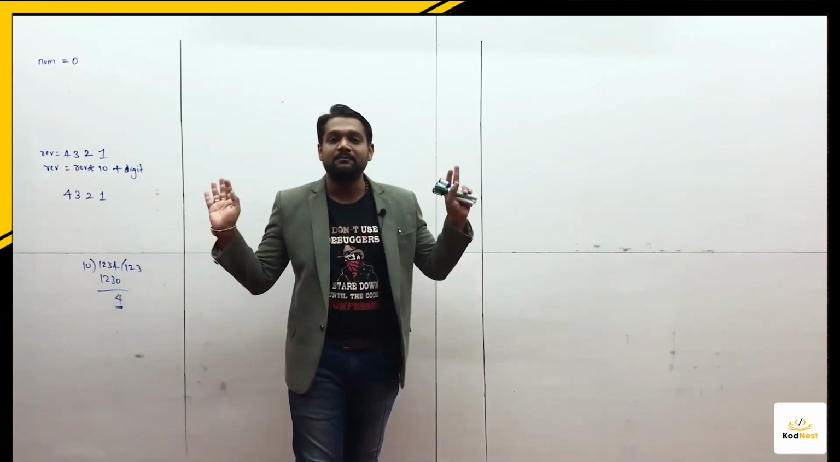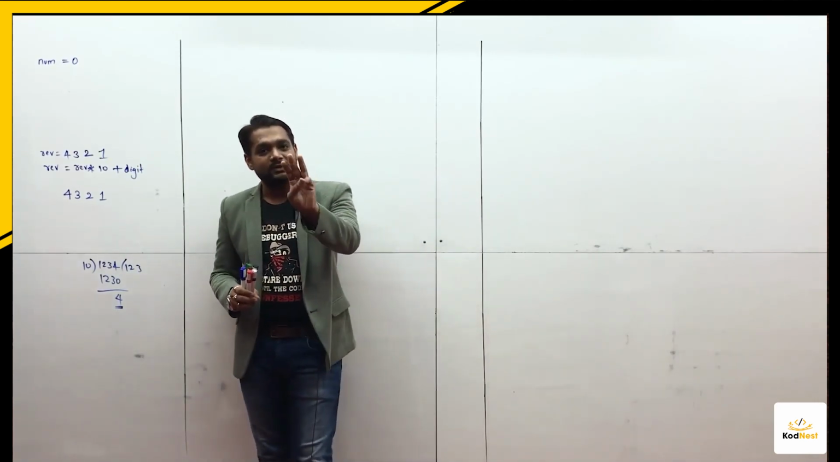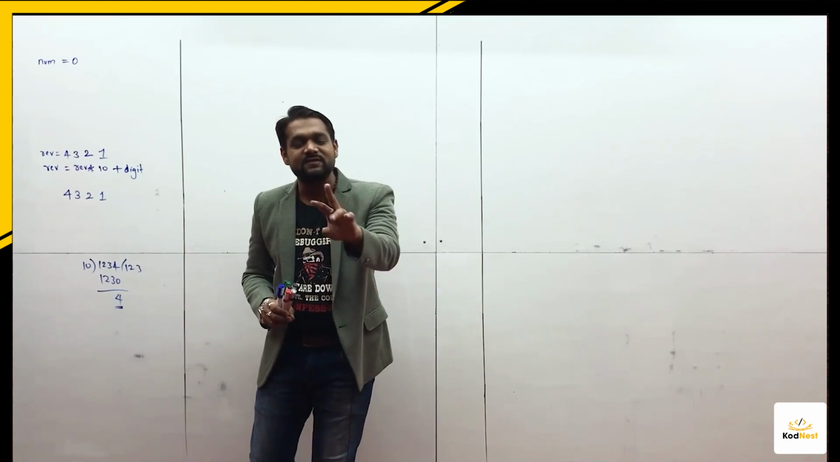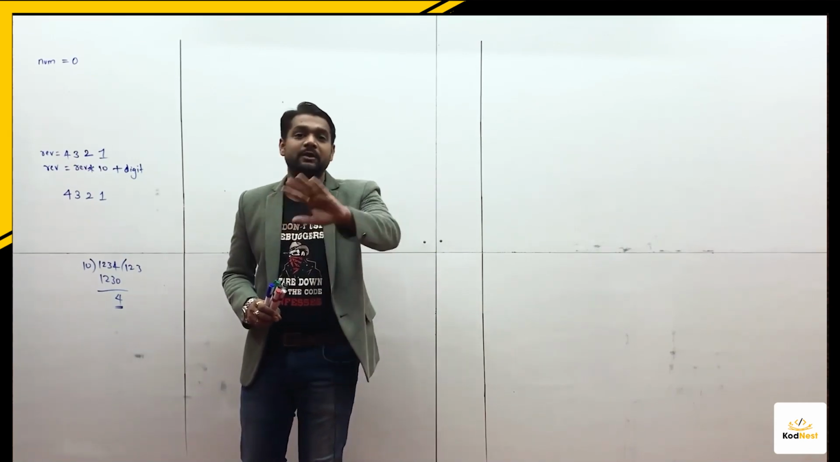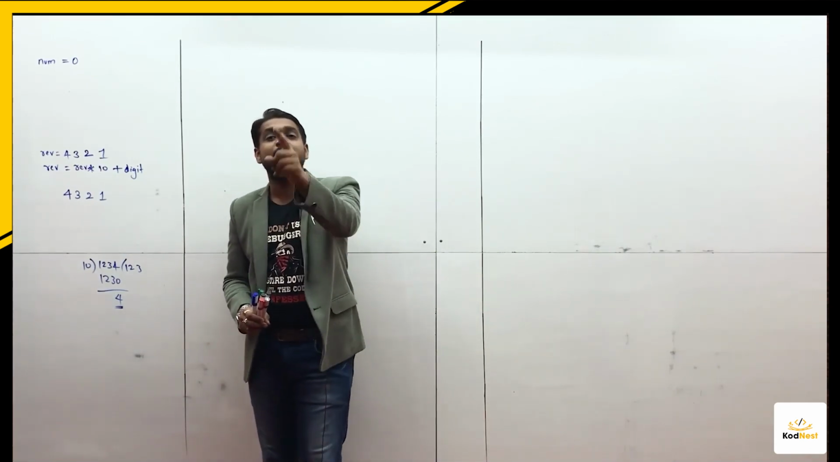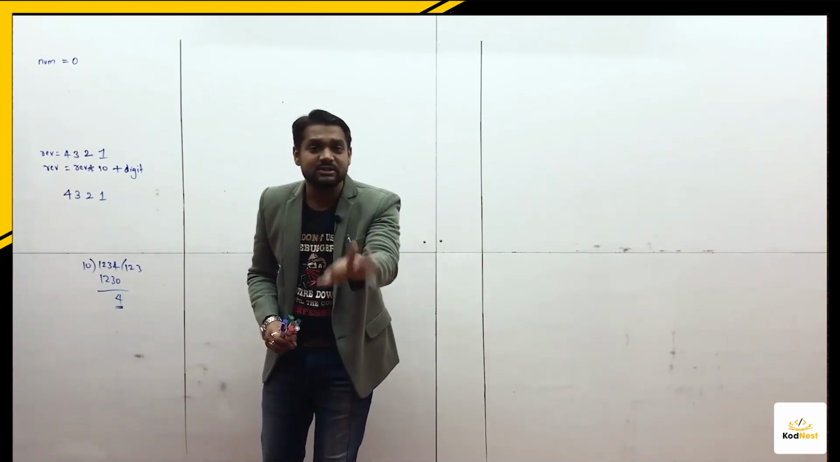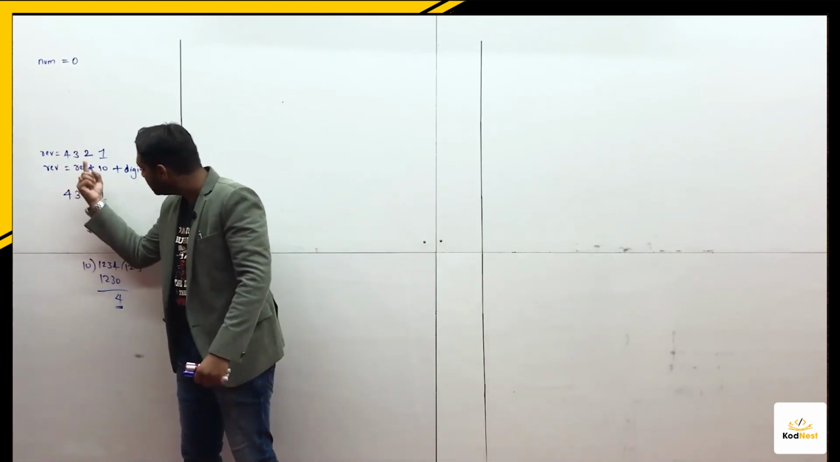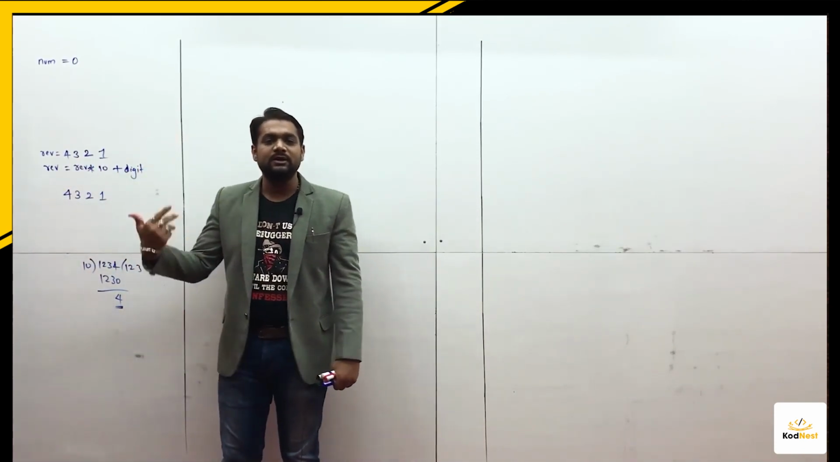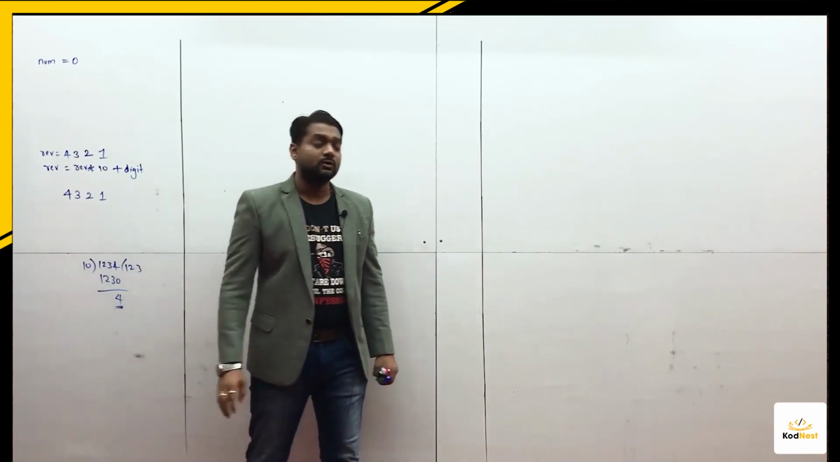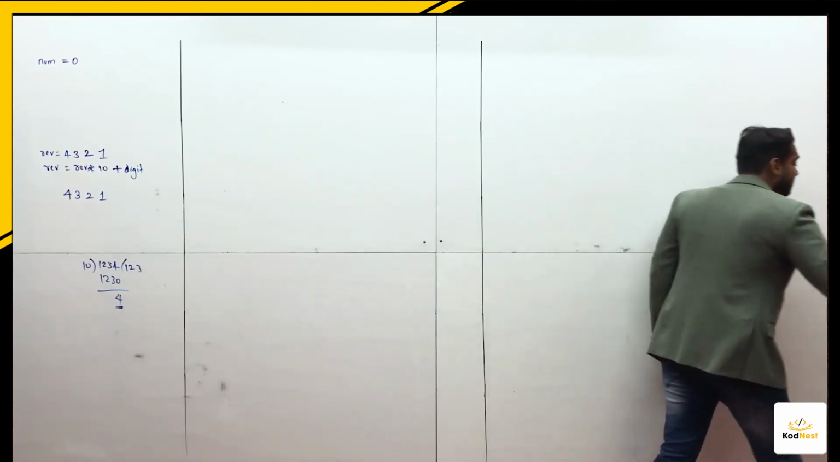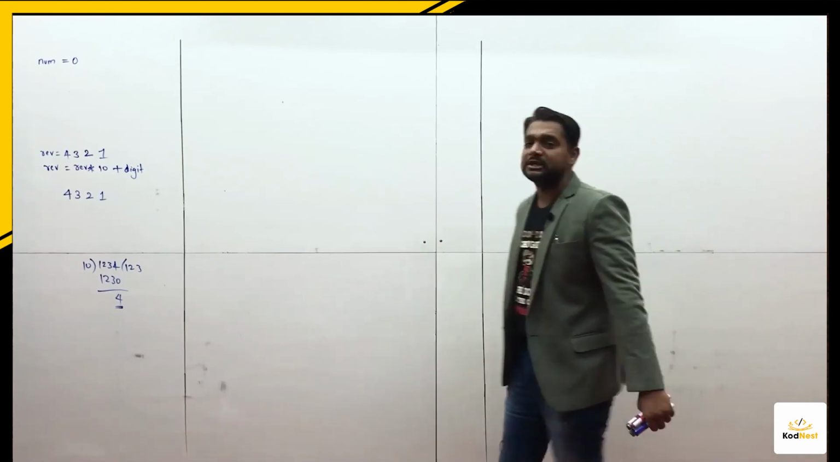So simple. Only 3 things. Take out the last digit, add the digit to reverse, and remove the last digit from the number. Do this until the number becomes 0. As soon as the number becomes 0, see in reverse, you will have the reverse number. Correct only. Oh, okay, sir, we understood. How to write the logic, sir?